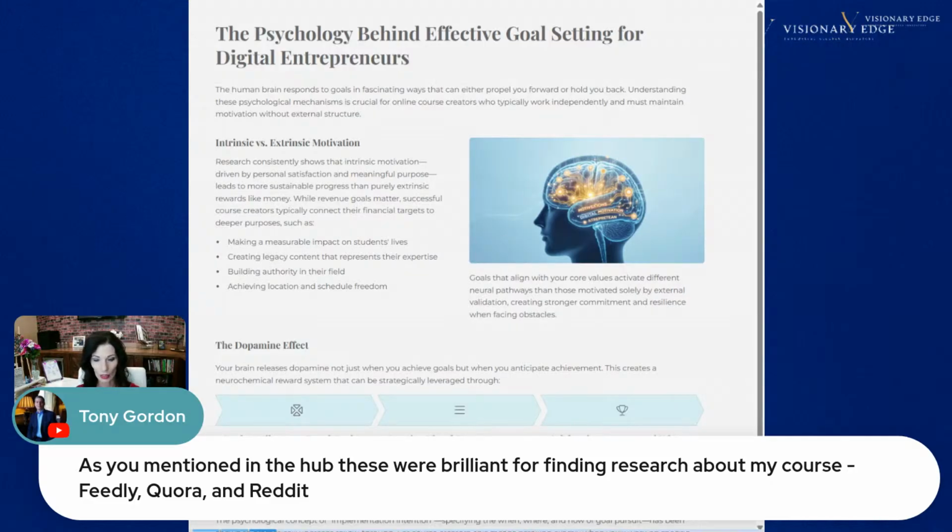Creating legacy content that represents their expertise. So thinking not only, are they creating something for today, but thinking about this body of work living on for future generations to come. And to think about my grandkids, or their kids, to be able to watch a YouTube video from Nana someday, and to have that wisdom passed on for future generations is quite a legacy. And to build authority in their field. So this is where you become known as the go-to expert for the problem that you solve for the people that you solve it for.